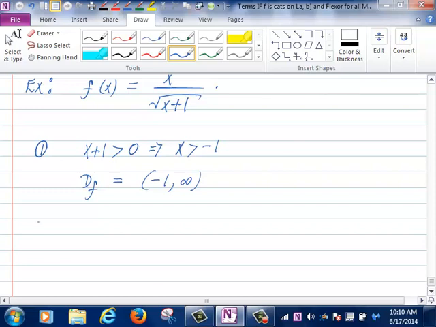Alright, so that's the first step. What's the second step? The second step, I'm going to term it the terminal behavior. What do I mean by that? Well, notice that the domain, I want to know what is happening to the function at the extreme points of the domain.